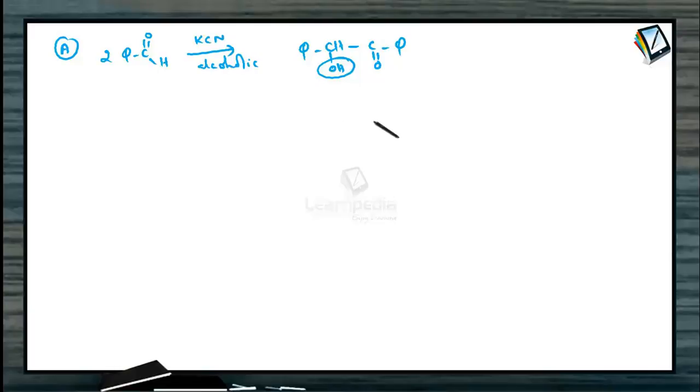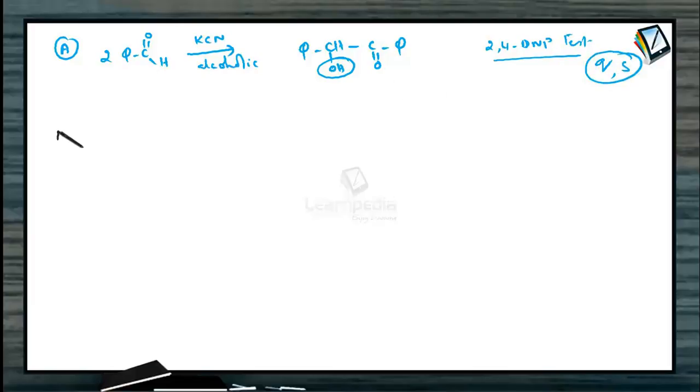So when we go for A, which is benzaldehyde, 2 moles of which in the presence of alcoholic KCN we get PhCHOH and C double bond O Ph. So here an OH group is there which can give hydrogen gas when treated with sodium, and a C double bond O keto group is there, therefore it will give the 2,4-DNP test. And the final product reacts with sodium to liberate hydrogen. So therefore it also goes with S.